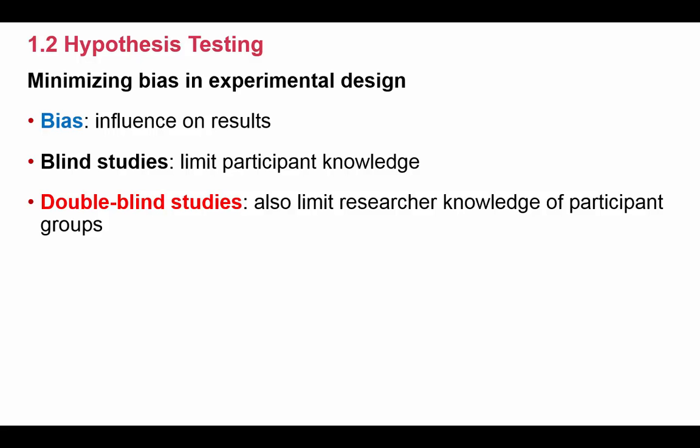Blind studies, you limit participant knowledge. So the participant does not know if they're receiving the drug or if they're receiving the placebo. So they can't sway or influence the results. Then we also use what are known as double-blind studies, that says not only does the participant not know which group is which, but the researcher themselves also does not know which group is which. Again, trying to cut down on influencing the results so it actually is considered to be an objective study.